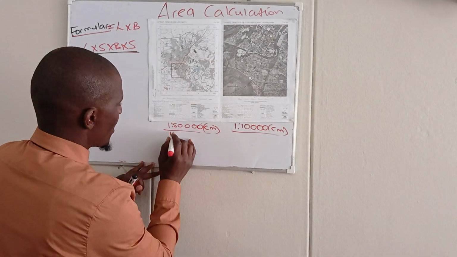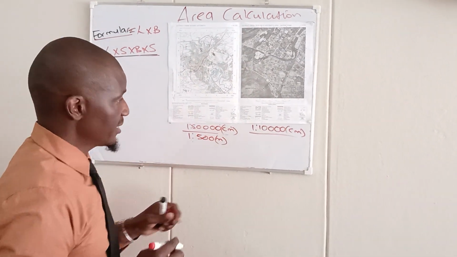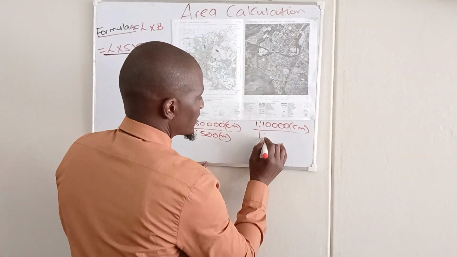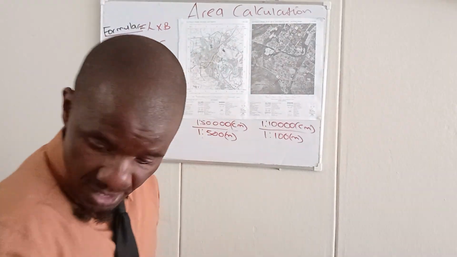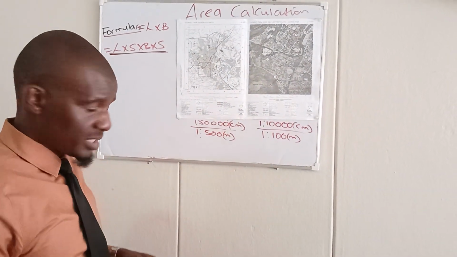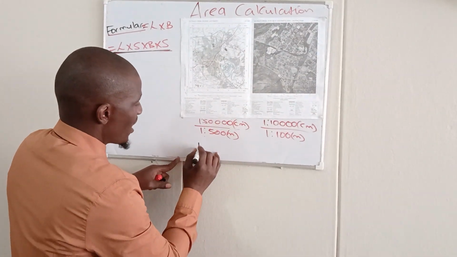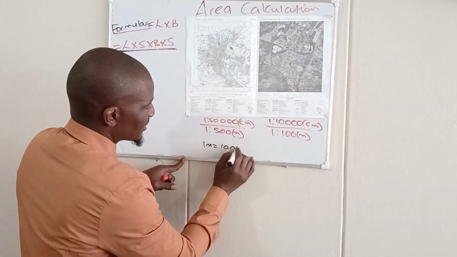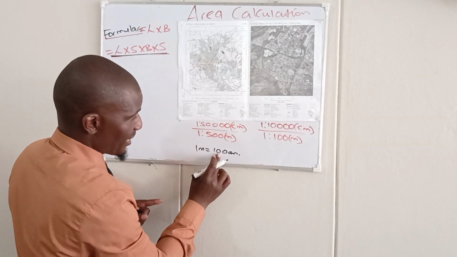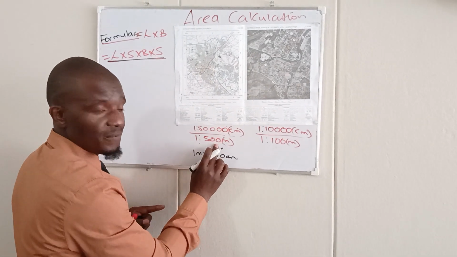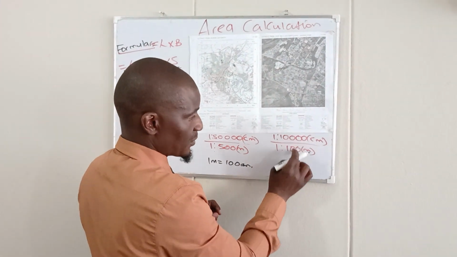So it means it's going to be 1:500 meters. Here on my orthophoto it is going to be 1:100 meters. How did I get the 500 and the 100? Remember, in 1 meter, there are 100 centimeters. So what I've done is I have divided my 50,000 by 100. That's how I got the 500 meters. I've divided my 10,000 by 100. That's how I got my 100 meters.